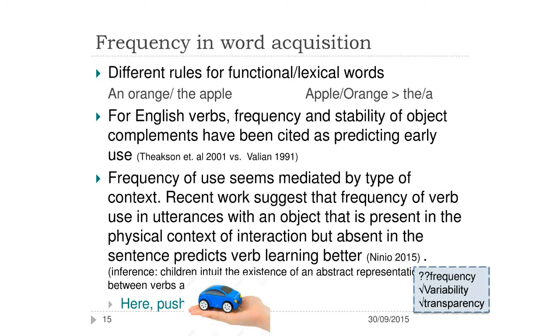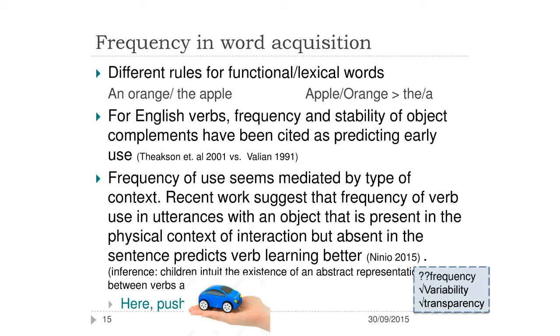So some people have said about English verbs that the most frequent are the ones that children use. And some people have said, well, actually children select the ones with fairly stable patterns of complementation. That means if you say eat and eat the cake, that's a variable verb, as opposed to verbs where you never say an object, or verbs where you say them reliably. So it keeps getting complicated.